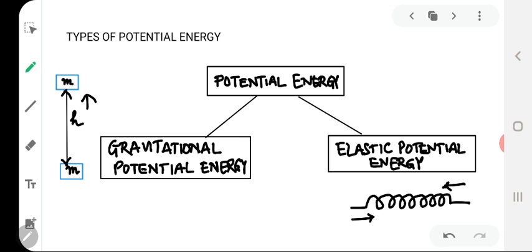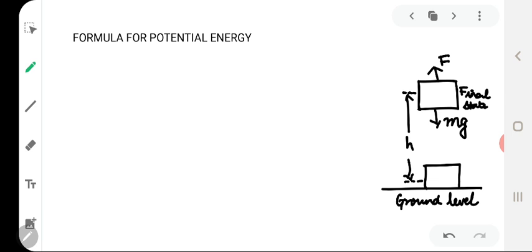Similarly, what is elastic potential energy? The potential energy of a body by virtue of its configuration or shape is called elastic potential energy. For example, the potential energy stored in a coiled spring of a clock is elastic potential energy. A compressed or stretched spring possesses elastic potential energy by virtue of its configuration. Now, let us derive a formula for potential energy.